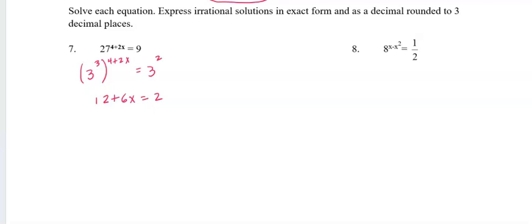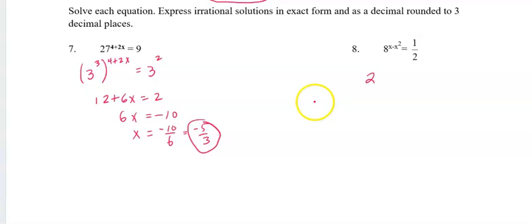Just make sure you do the distributive property correctly on this left side. And we solve for x, so 6x is negative 10. So x is negative 10/6, which reduces to negative 5/3.